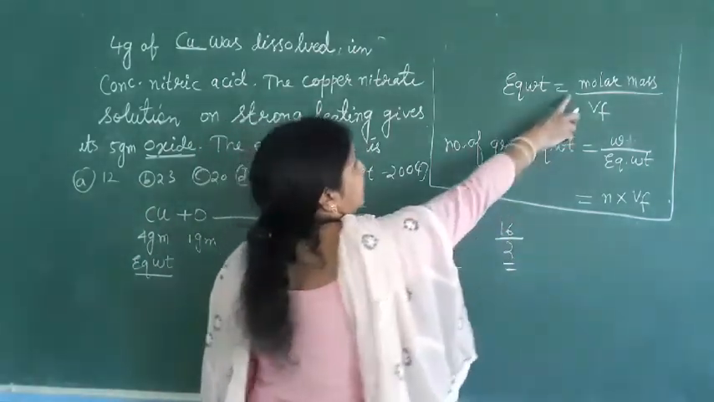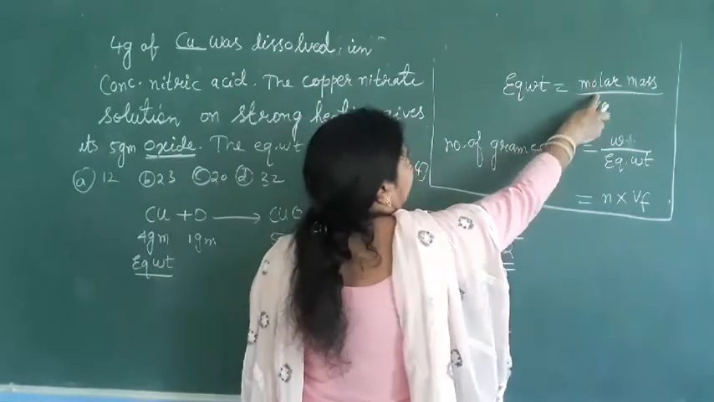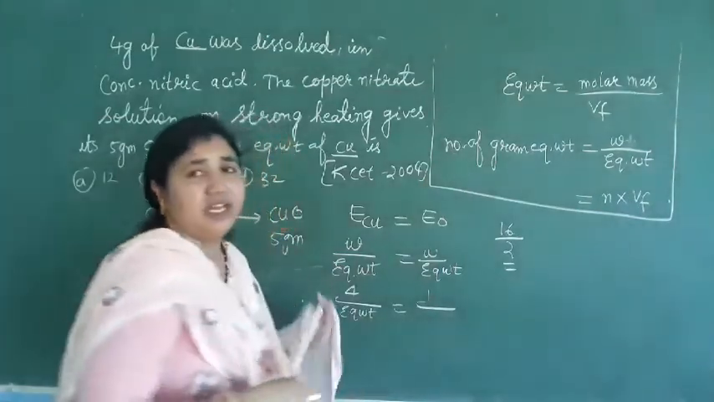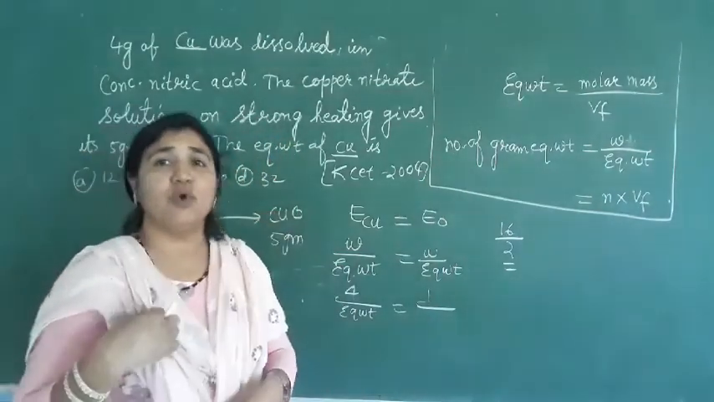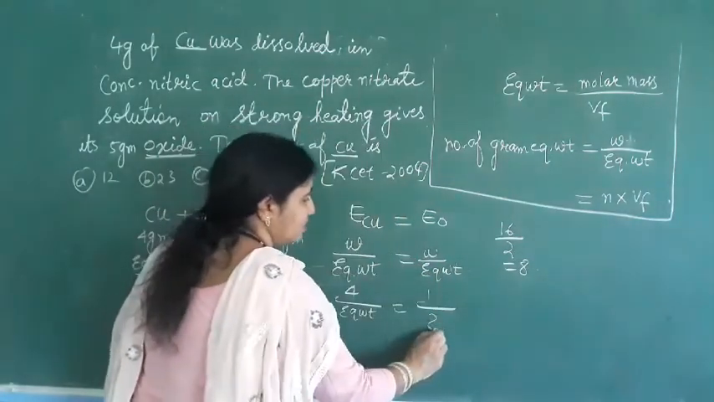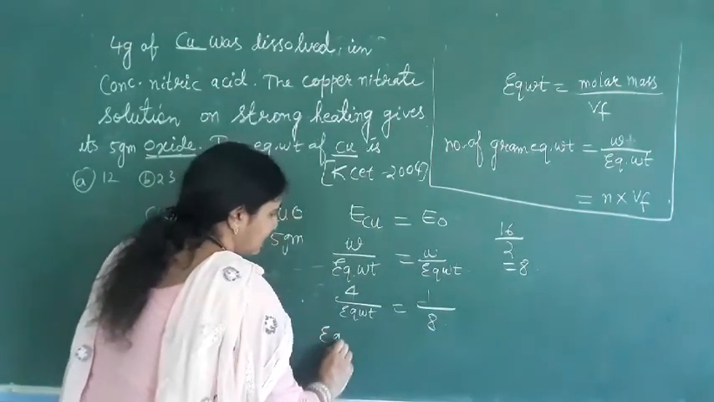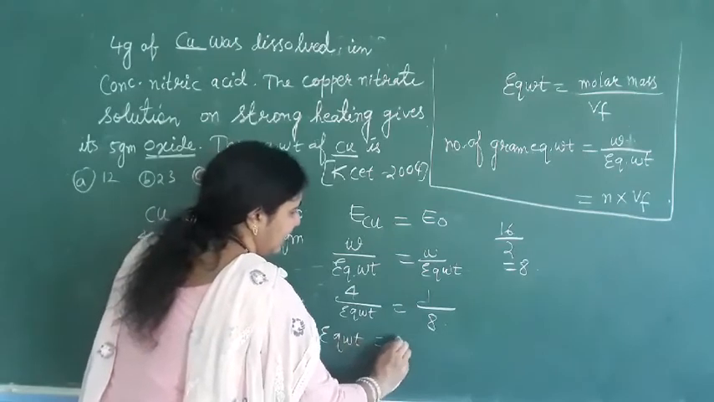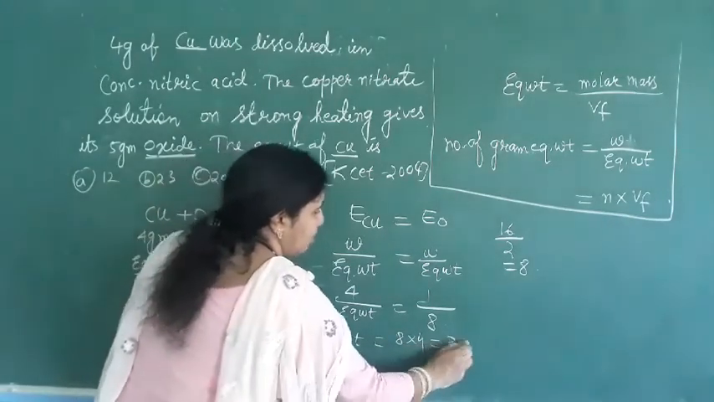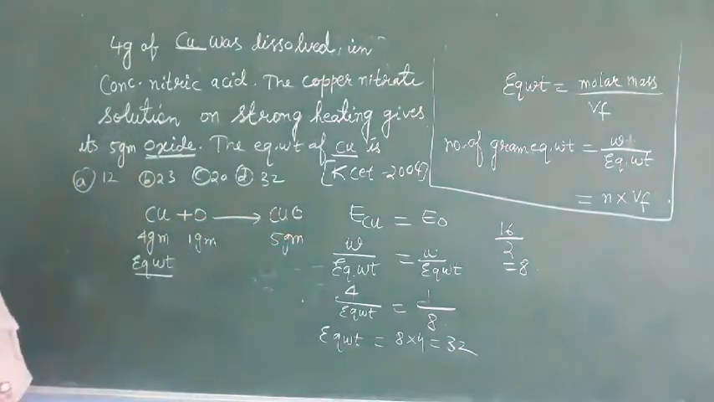So equivalent weight: only the atomic mass of oxygen is given here, that's why we have to take the atomic weight divided by the valency of oxygen, which is 2. So 16 by 2, we get 8. This is the equivalent weight of oxygen. So the equivalent weight of metal is 8 into 4 divided by 1, that is nothing, 32. So 32 is in the options. Option D is the correct option here.